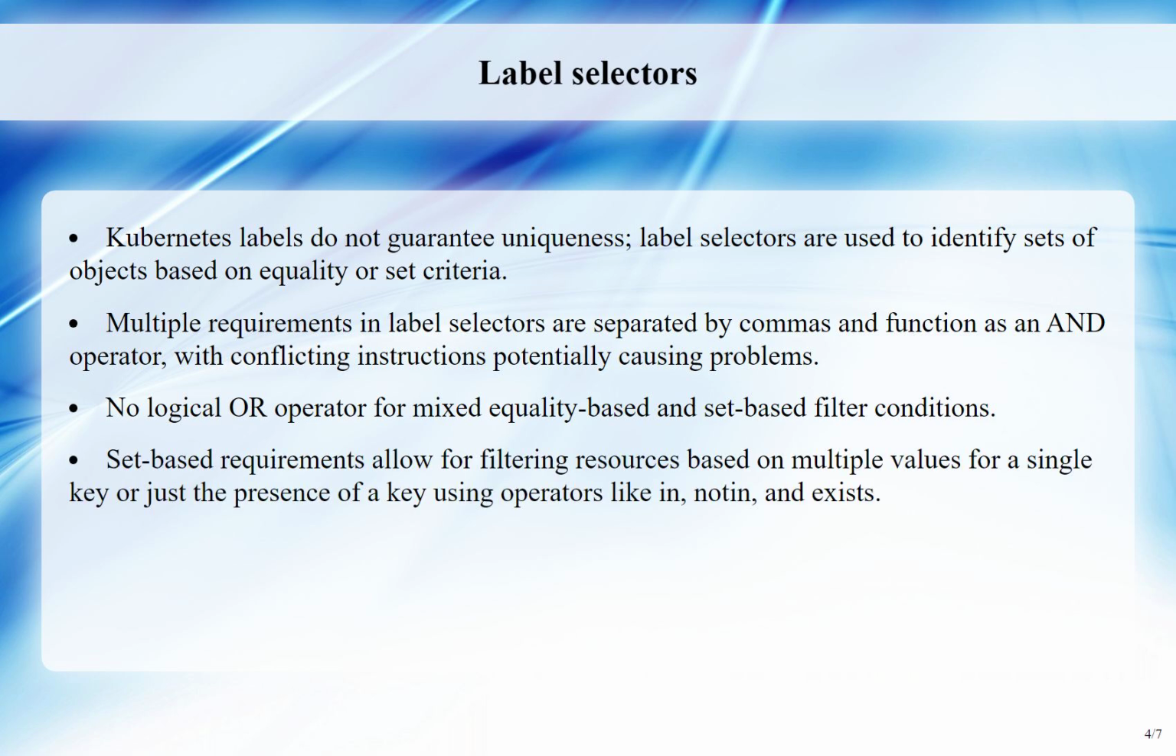Set-based requirements filter keys according to a set of values, with operators like in, notin, and exists. This allows for filtering resources based on multiple values for a single key, or just the presence of a key, with the comma separator acting as an AND operator. The set-based label selector is a more general form of equality, where filtering resources by a single value is equivalent to using the in operator.